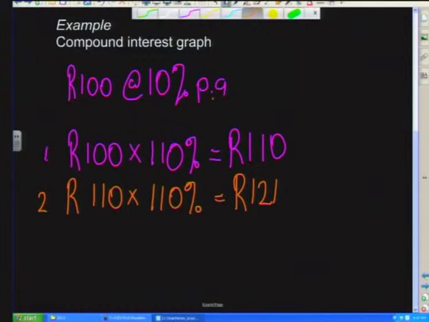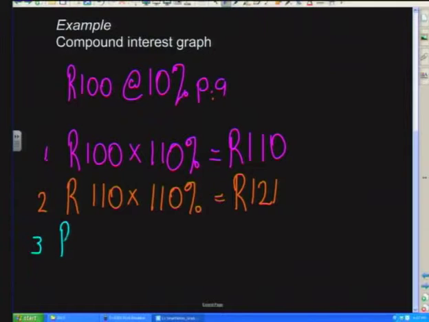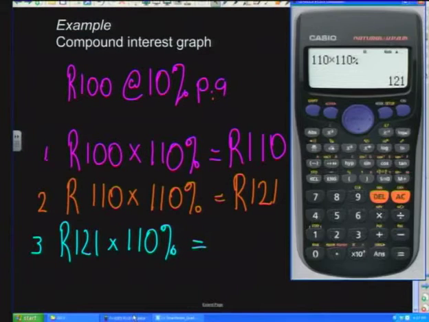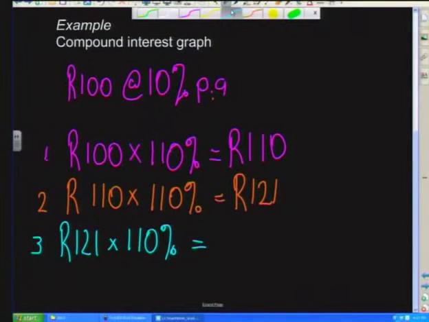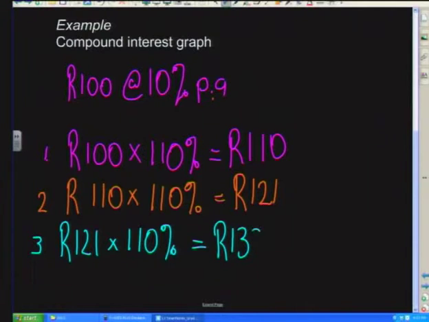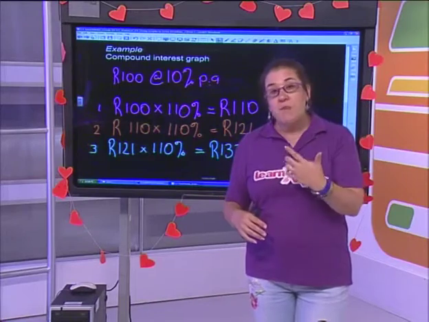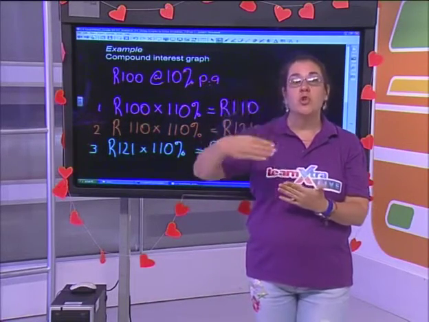In year 3, we're starting with 121 Rand, again times by my 10%, or increase it by 10%. And on my calculator, I've already got 121, so let's just times it by 110%. And I see that I end up with 133 Rand 10 cents. Now remember, this is different to the one we had before. If you remember correctly, after 3 years, we had 130 Rand. So with compound interest, what happens is interest is being earned on interest.